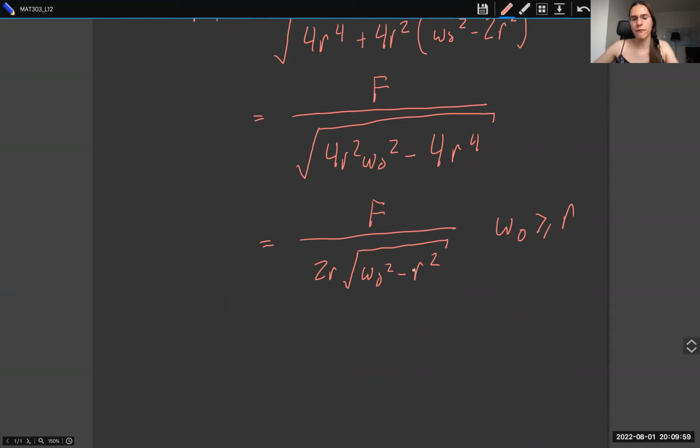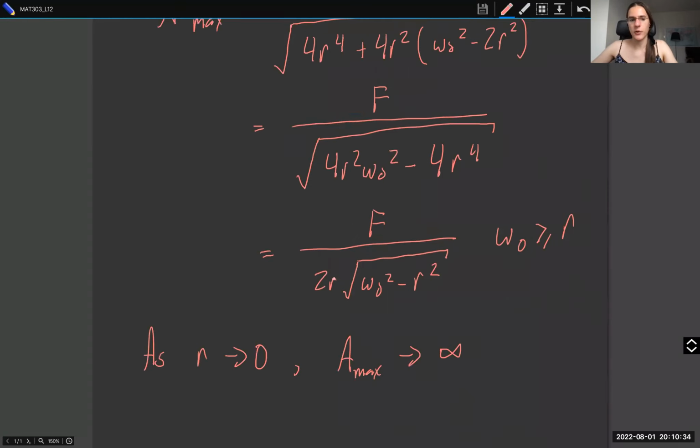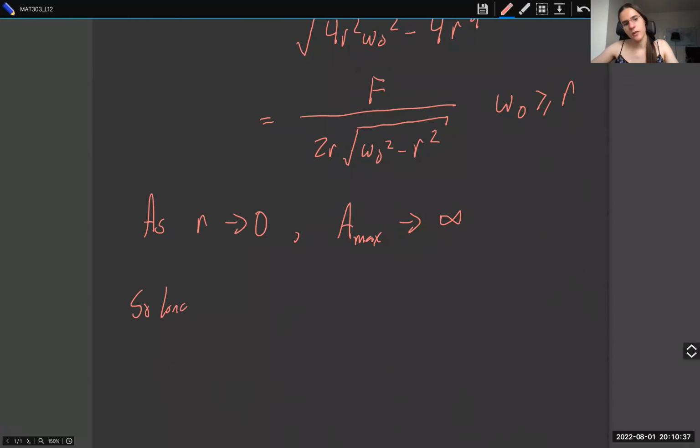So if, wait, does this make sense? Oh, yes. If R becomes very small, then this blows up, right? Because I'm dividing by R. So as R goes to 0, A max goes to infinity. But the point is that so long as R is greater than 0, A max is finite.